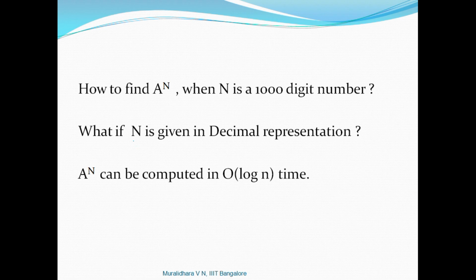So what if n is not given in the binary representation? Let's say it's given in the decimal representation, then I can't use the previous algorithm. One way to solve this problem is to convert the number from decimal to binary. But that will take log square n computations. If you convert the number from decimal to binary and then apply the previous algorithm, the conversion is log square n and the power function is log of n. So converting the number from decimal to binary becomes the dominating term, and that's not a good thing to do.